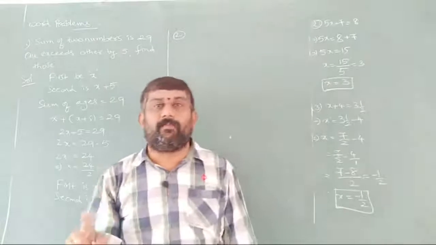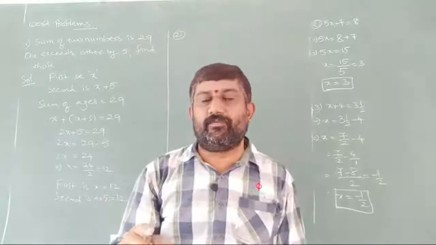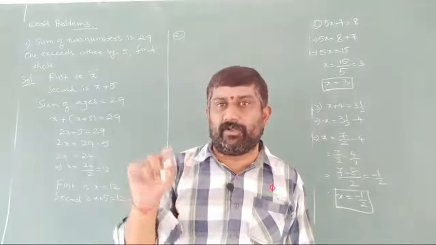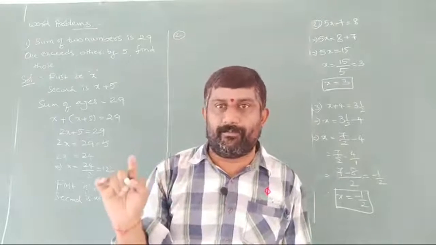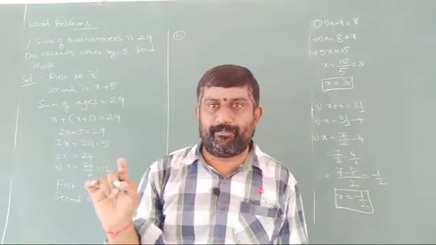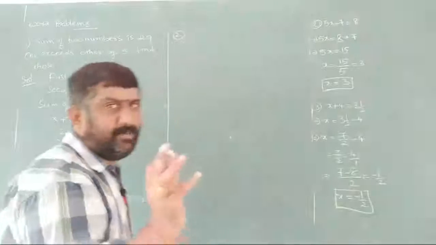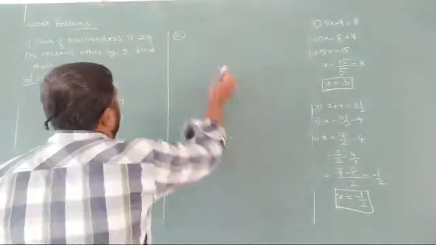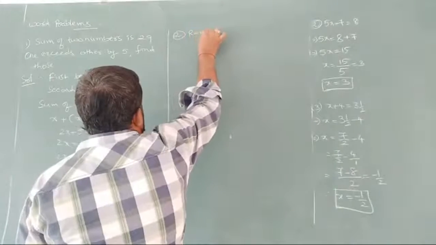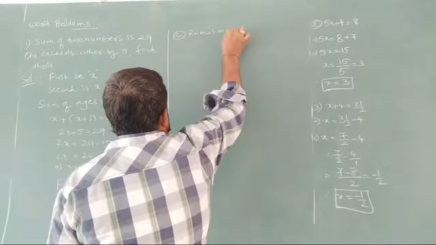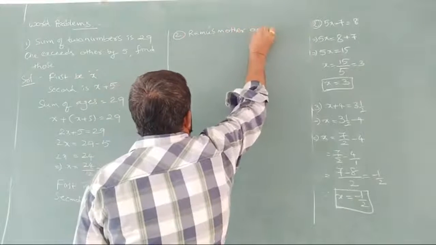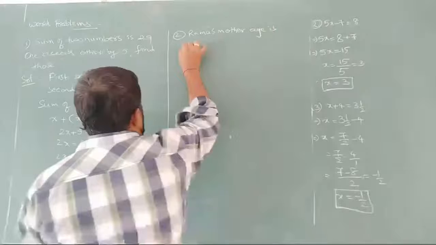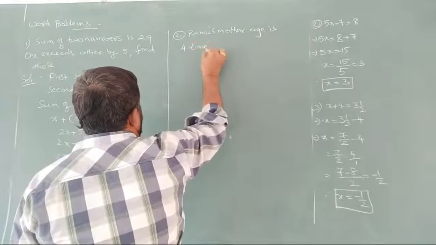Just before now we discussed what it is. Ramu's mother's age is 4 times of Raj. After 6 years, the sum of their ages is going to be 62. Find the present age of Ramu. The same problem we discussed just before. Ramu's mother's age is 4 times of Ramu.